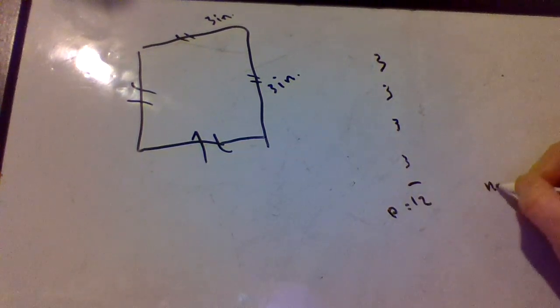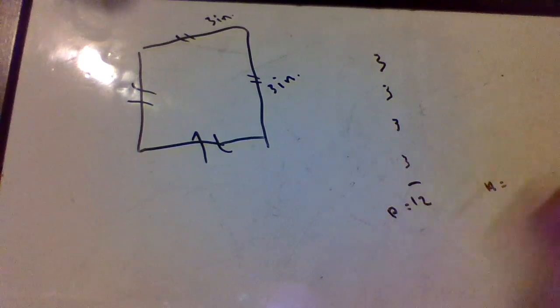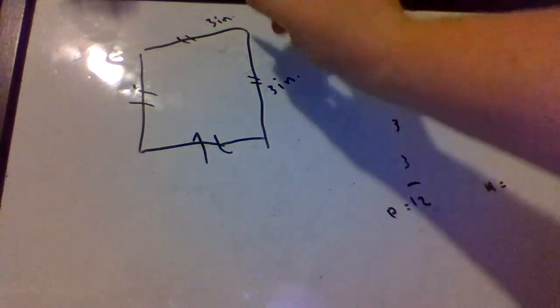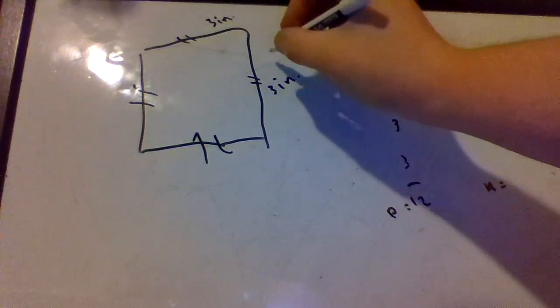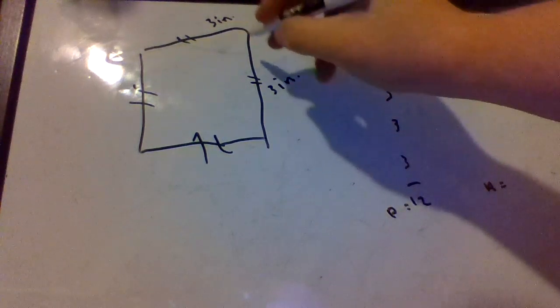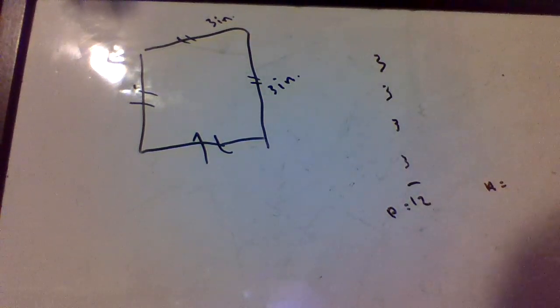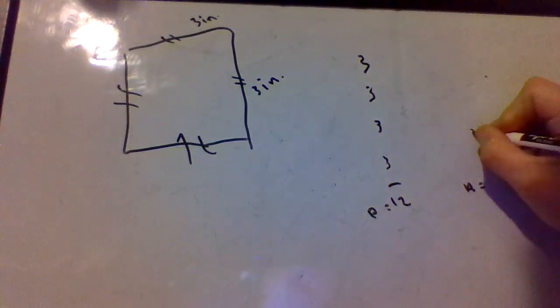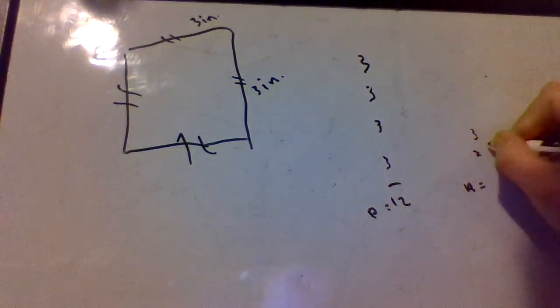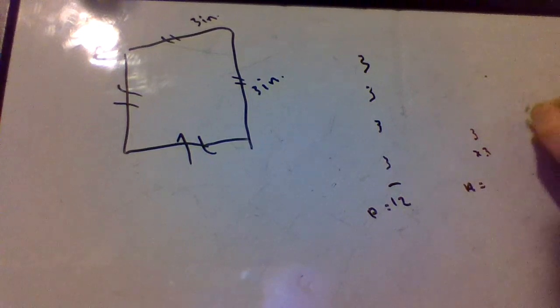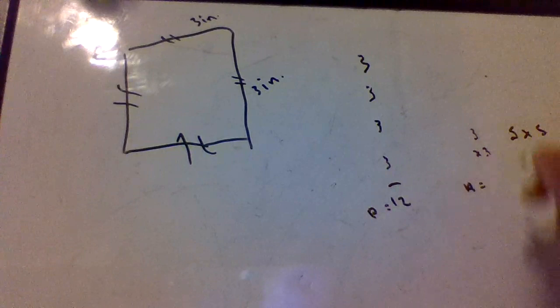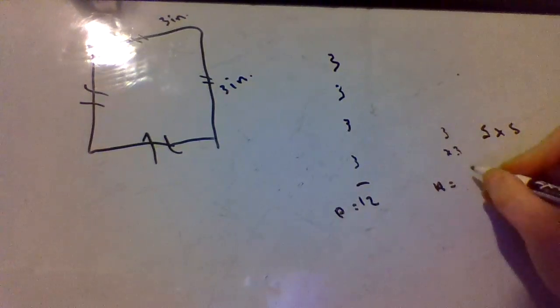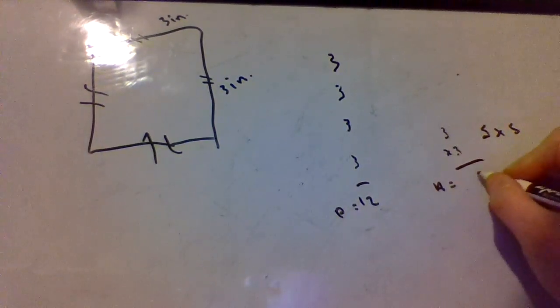But when we're talking about the area, what we're going to do is say this side times this side. Length times width. But since every side is the same in a square, it's just side times side. 3 times 3, or side times side. So 3 times 3 is what? 9.